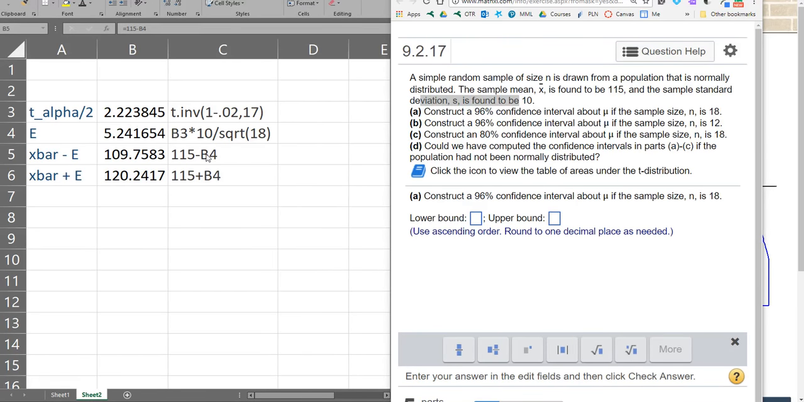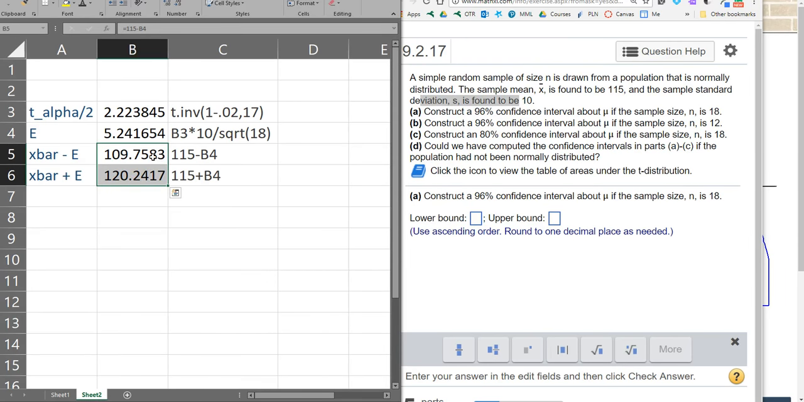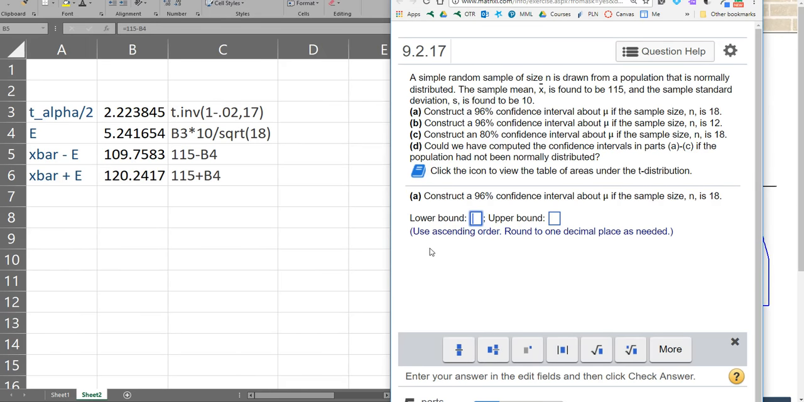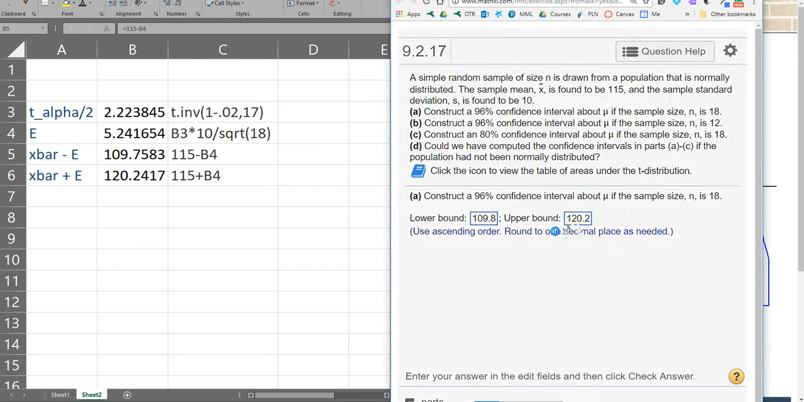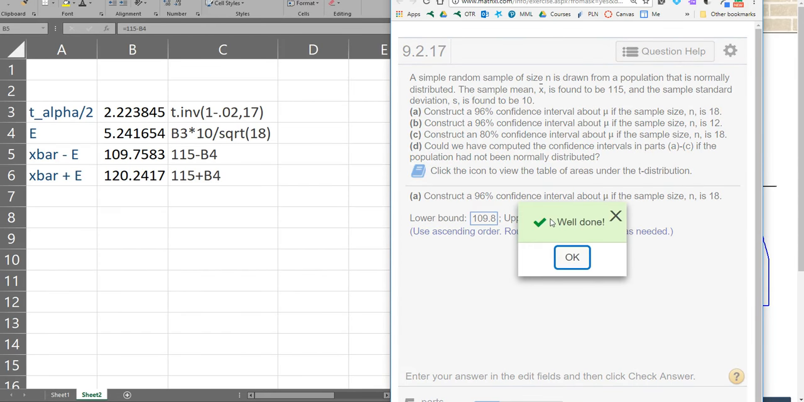I said Excel, but I meant my math lab. So now that I have these two numbers, I need to enter them into my math lab. It wants only one digit, so this one would be 109.8, and this one would be 120.2. We did it correctly. Yay!